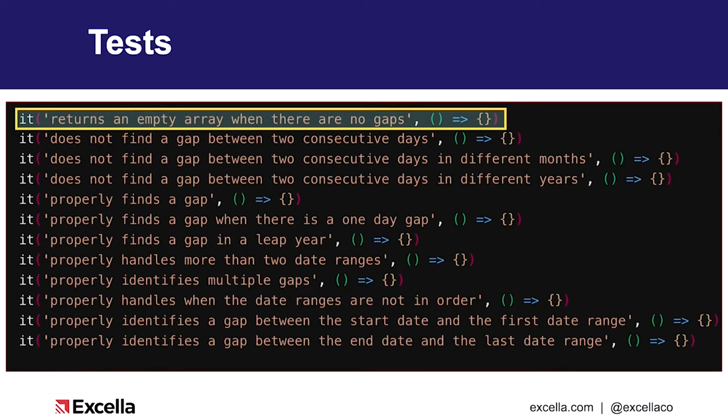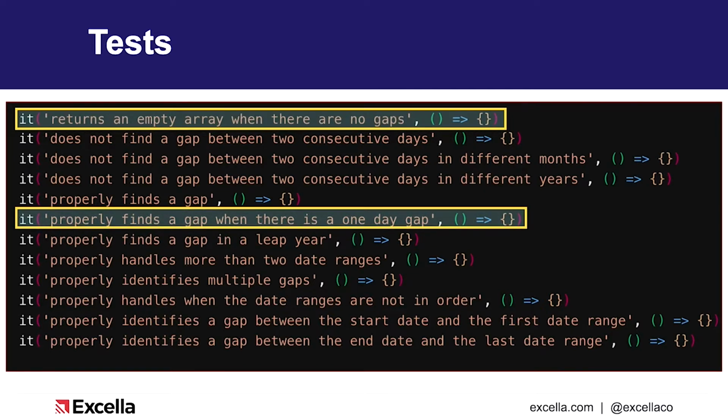The first one is returns an array where there are no date gaps. This is pretty simple. It's the baseline case of what should happen. And often when you're writing tests to your code, you're going to forget this. You're going to say, oh, the basic stuff works, I don't need to test it, which is great until this basic stuff doesn't work anymore and you don't know why your code isn't working.